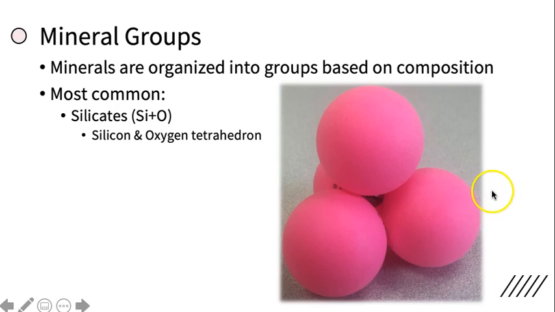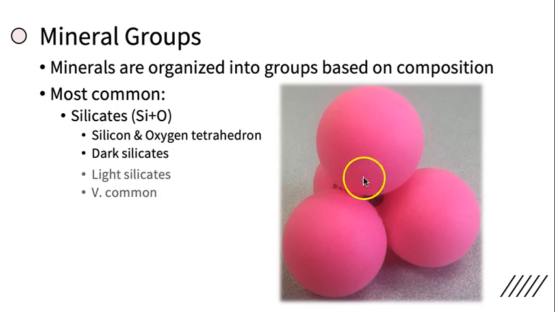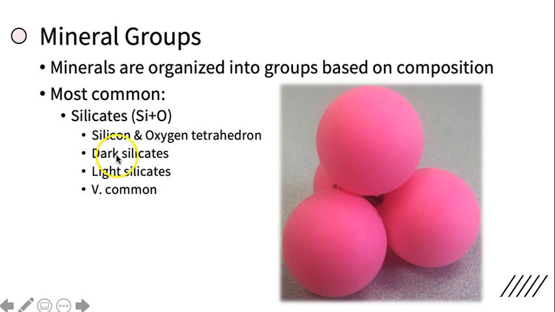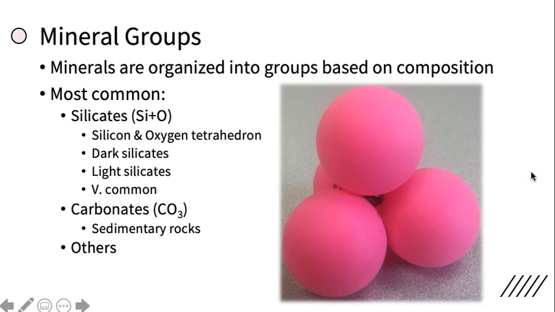Depending on the concentration of iron and magnesium, silicates are organized into two main subgroups, the dark silicates and light silicates. The dark silicates being those that contain iron and magnesium, the light silicates do not. In either case, both are very common in the rocks of Earth's crust. There are over 4,000 minerals on Earth, but only a couple dozen are commonly found in rocks. Another important mineral group are the carbonates, which always include carbon and oxygen and are very common in sedimentary rocks. There are other important mineral groups as well that are discussed in your reading.